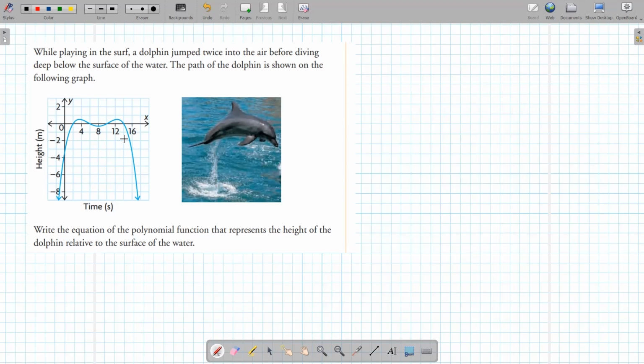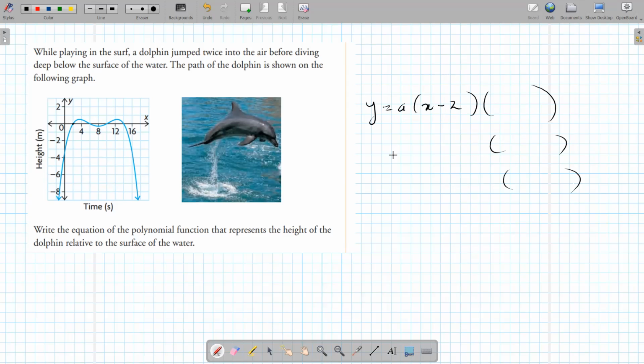We know this looks like it's a degree 4. So where are the zeros? Can you tell me where the zeros are? There's one right there. What's that value there? On the x-axis, 2. So what does it become?